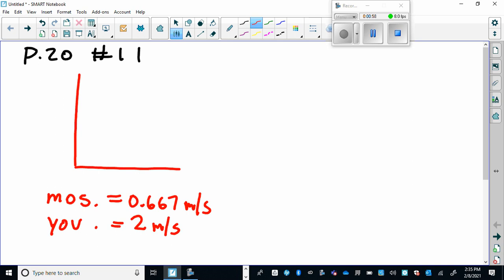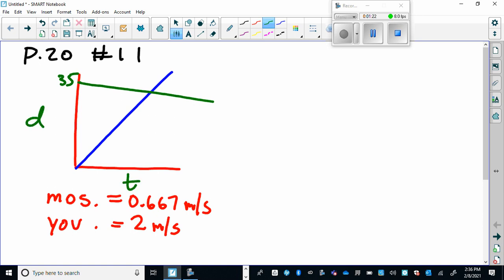If we're drawing a sketch of this, we're going to say that you are moving in the positive direction. So you start at the origin and you go like so. The mosquito is coming towards you, going at a slower velocity, and he's 35 meters away. So this is what the graph for this problem is going to look like, and this is 35 meters at this point. Oh, this is a distance time graph. And we are, again, trying to find out the time and the displacement when you and the mosquito collided.